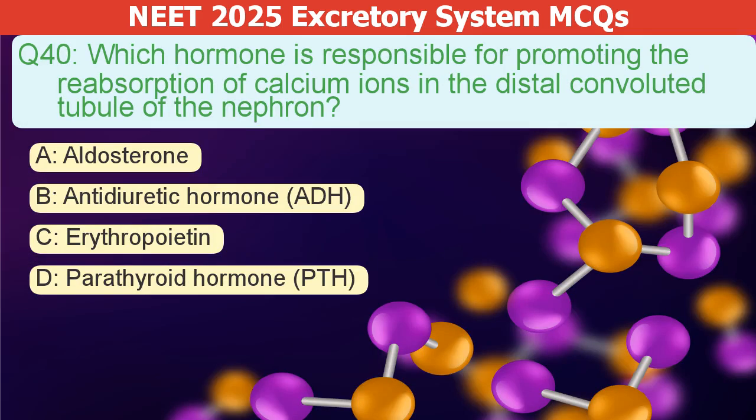Which hormone promotes calcium ion reabsorption in the kidney's distal convoluted tubule? A. Aldosterone. B. Antidiuretic hormone, or ADH. C. Erythropoietin. D. Parathyroid hormone, or PTH.